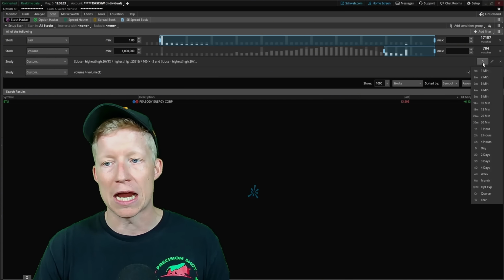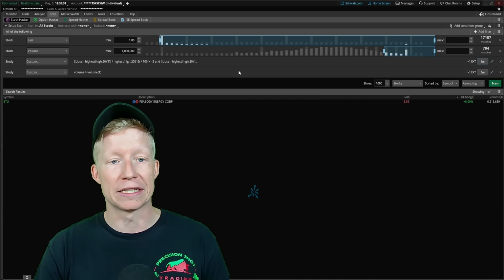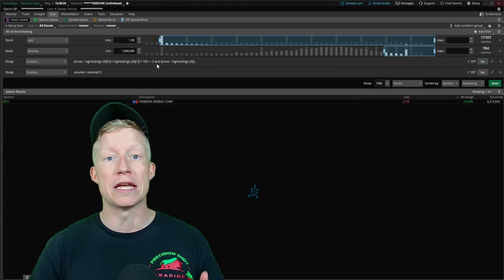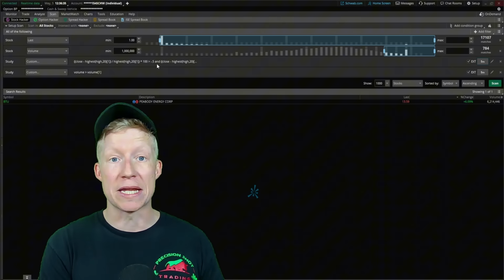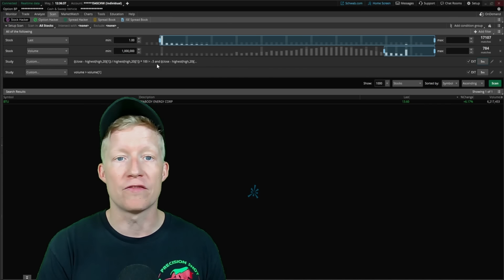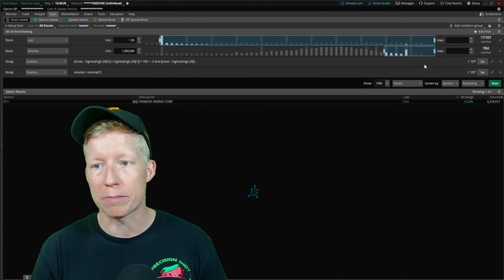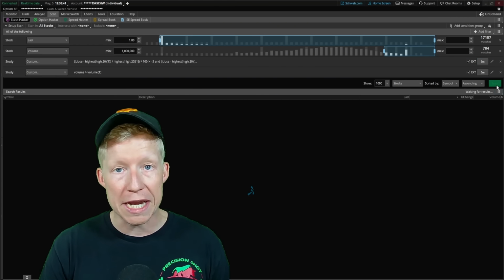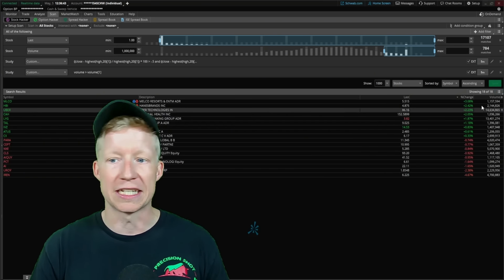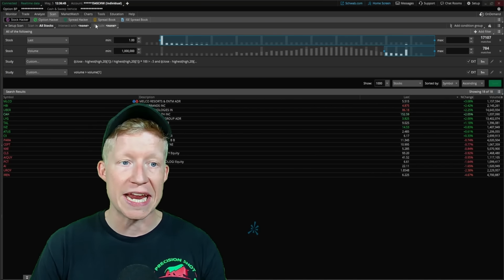I could switch my time frame there down to 5 minutes. And let's also take a look at the current price being within 0.5% of the highest high value out of the last 20 bars on the 5-minute chart rather than the daily. Let's see if we get any results here. Okay, we get 18 results.